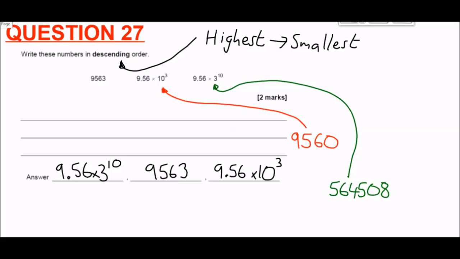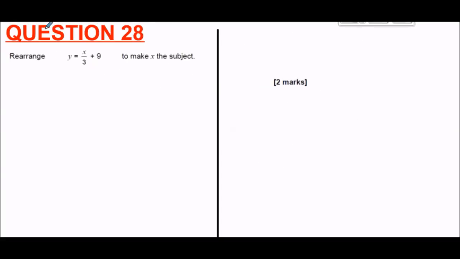Question 28. Rearrange this equation to make x the subject. Making x the subject, all that means is you want the equation written x first. Right here, y is the subject of this one. We want it to be x equals whatever x equals. So split the board to show you two main ways you can do it.